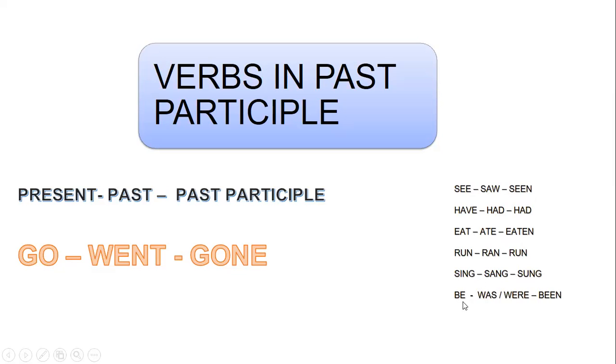Now this one, guys. This is the most common verb, el verbo to be. Be in present, which means is or are. In past, was or were. And in past participle, been. So be significa ser o estar, right? This is past participle, okay, guys?